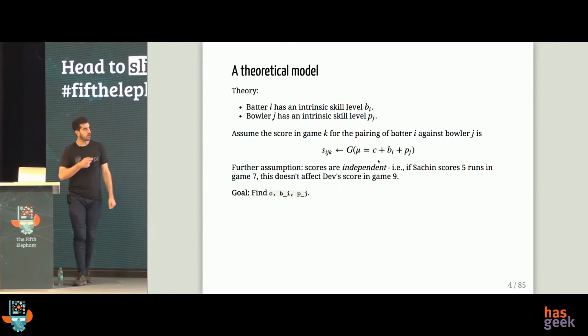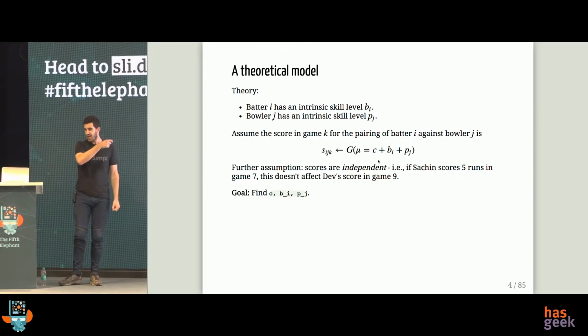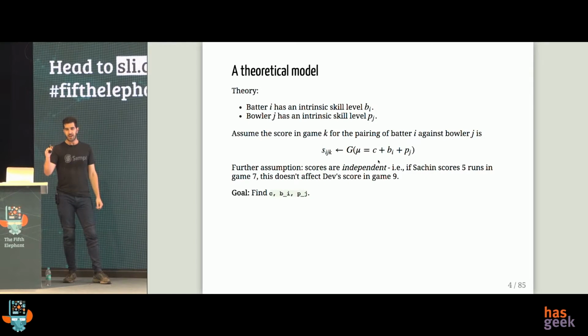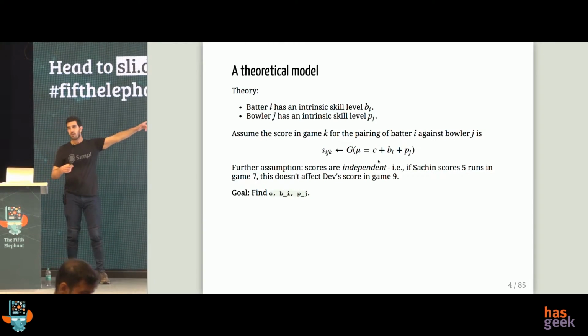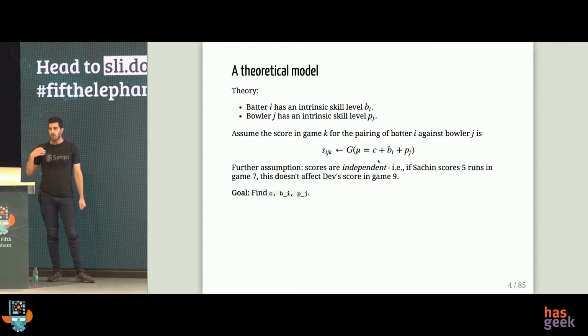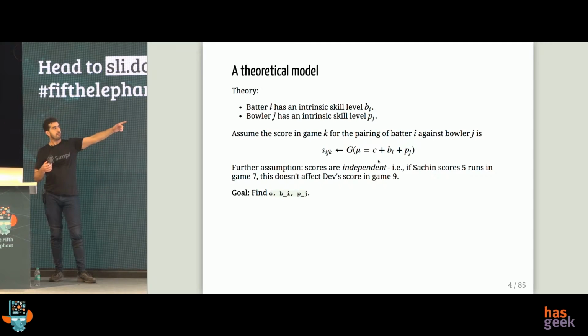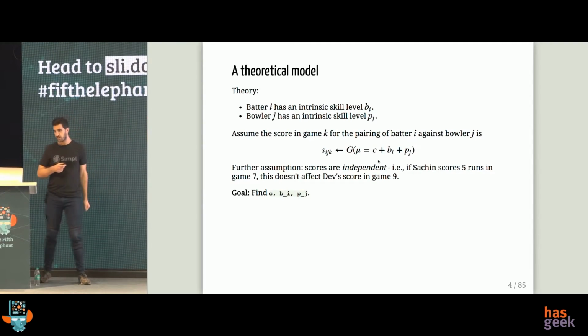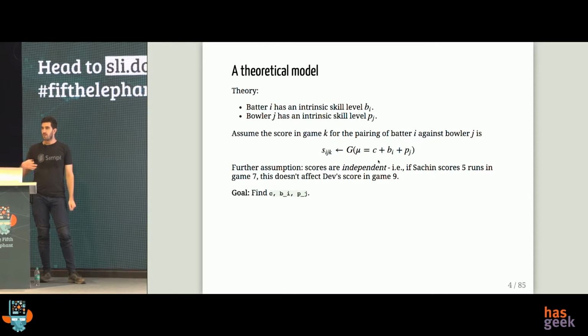This notation is worth noting. S_IJK is the score of batsman I against bowler J in game K. And G is a probability distribution, which I'm not going to specify right now. So you could think of it, in some sense, as being a Gaussian centered at mean constant term plus batsman skill plus bowler skill. But what I'm going to get to later is that it doesn't have to be a Gaussian.